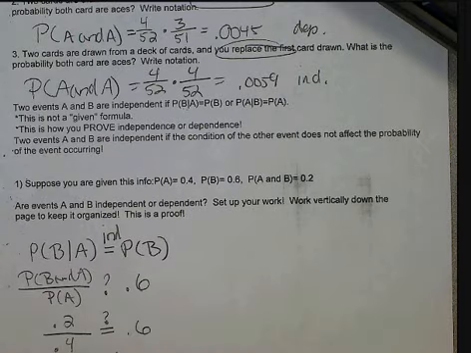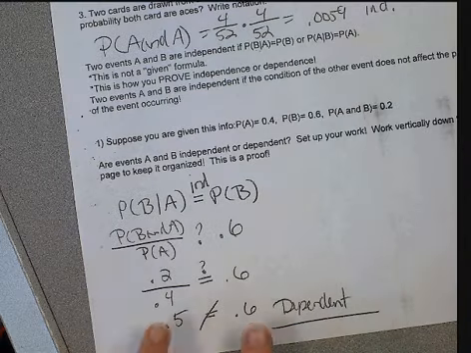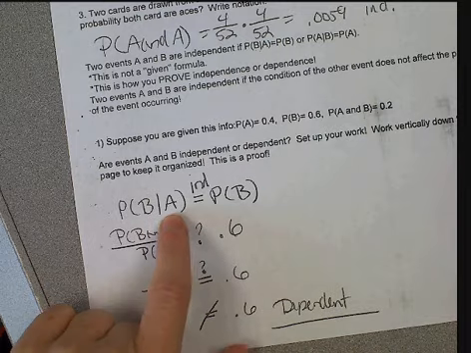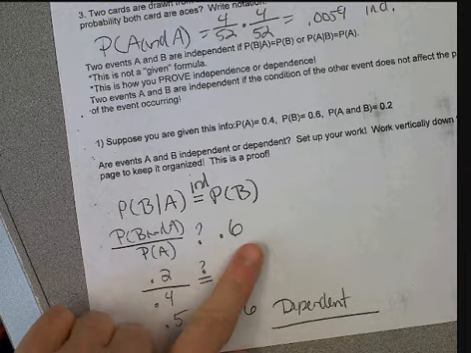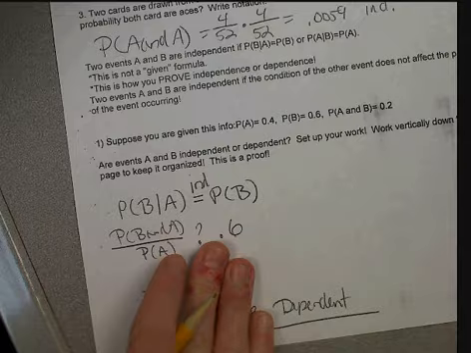If they were independent, then these 2 probabilities would be the same. The probability of A occurring does not affect the probability of B occurring. So on your next page, you're simply practicing some.